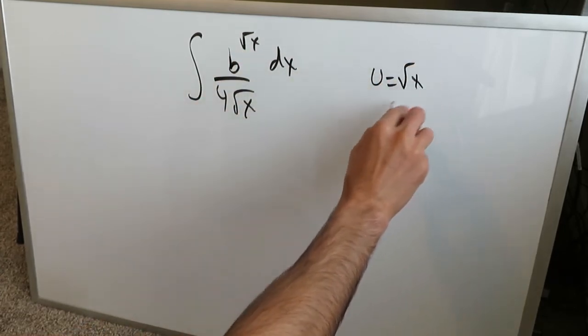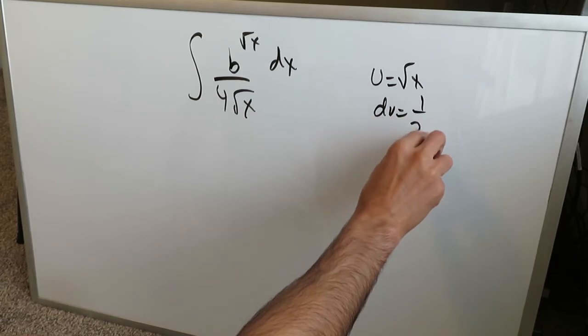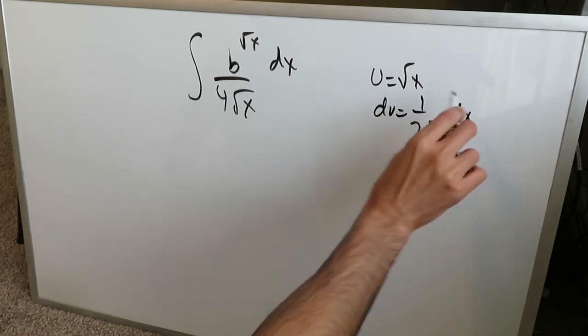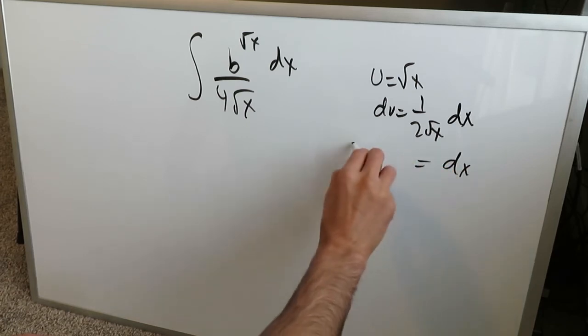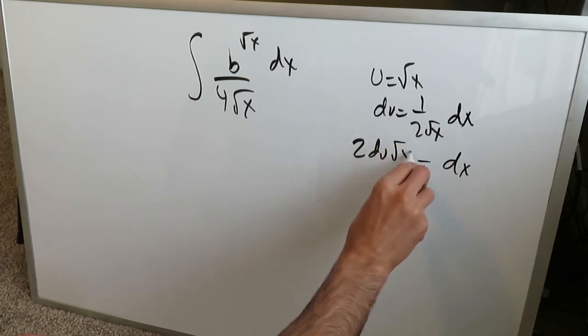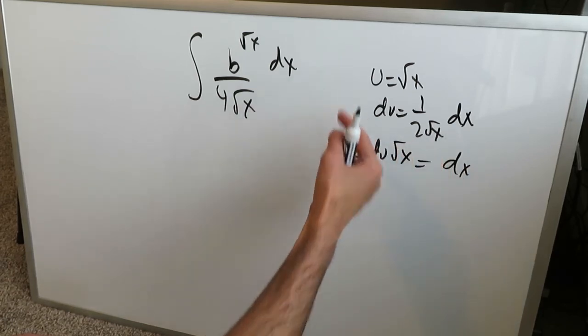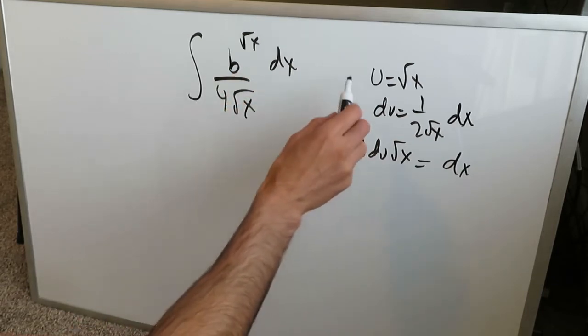If u is equal to root x, du is equal to 1 over 2 root x dx. Anything which looks like that always becomes that in terms of the derivative. So dx is equal to 2 du root x. You just took this entire denominator and multiplied it up. Now you plug everything over here.